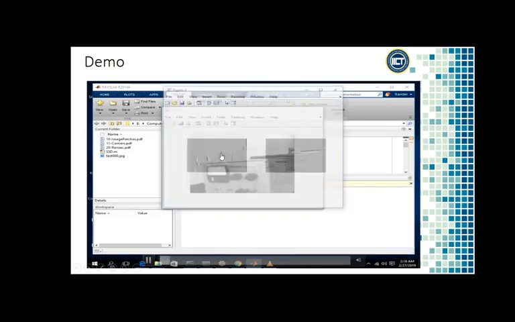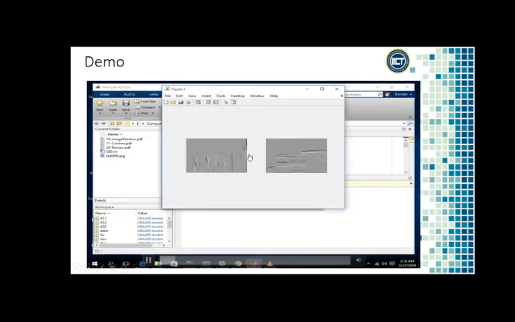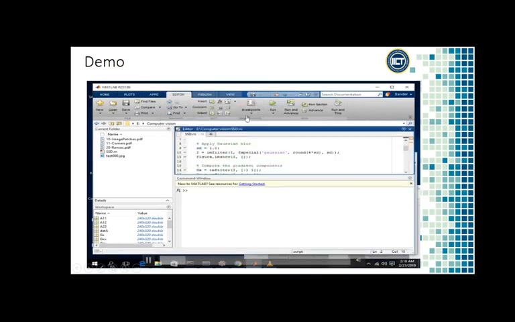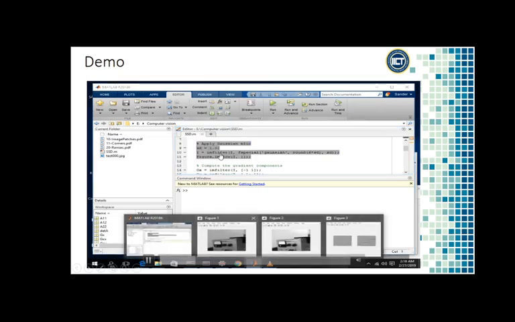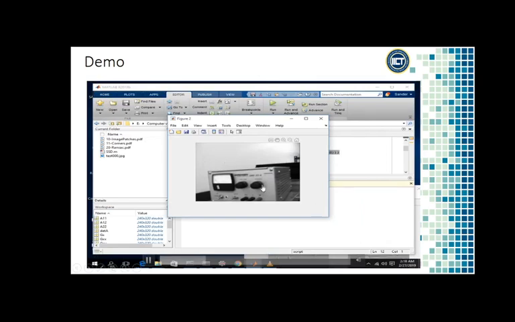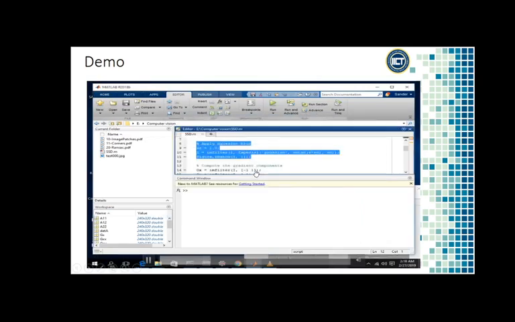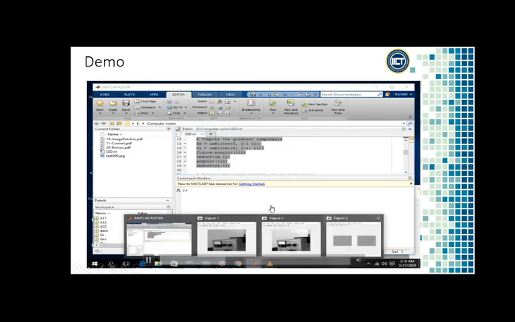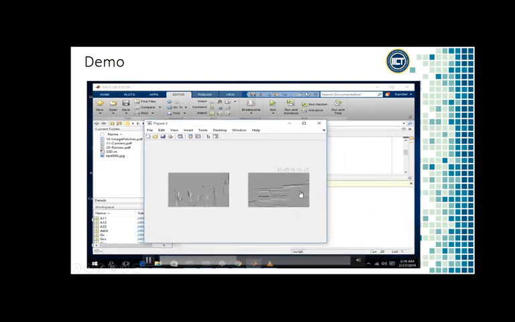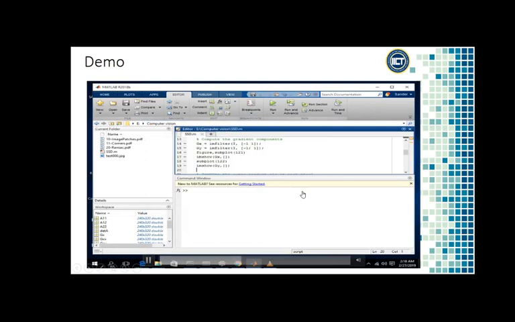Let's save this code as SSD. This is the original image, and this is the filtered image, the blurred image which we have created through the standard deviation. Then we compute the x direction and y direction gradients, so they can be represented here. This is the x direction and this is the y direction.